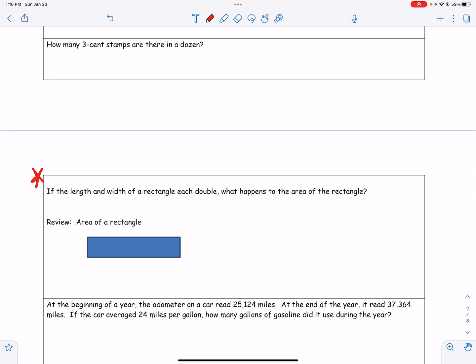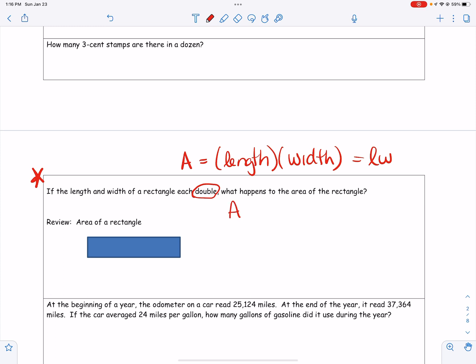And so what you should know about the area of a rectangle, it is the length times the width of a rectangle, which we usually abbreviate L times W. So if I'm looking at this and they ask me to double the length of each of the sides, the length and the width, that means that my area will now be 2 times the length and 2 times the width, which is going to give me 4 times the length and the width. So what happens to the area of the rectangle is it doesn't double, it actually quadruples.